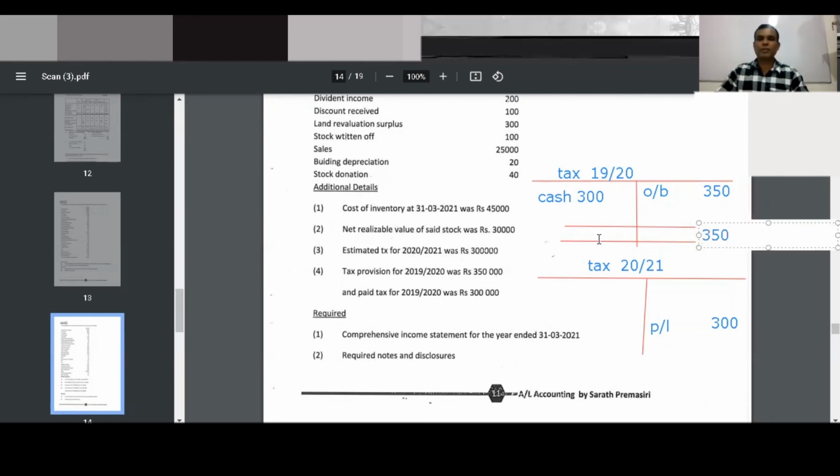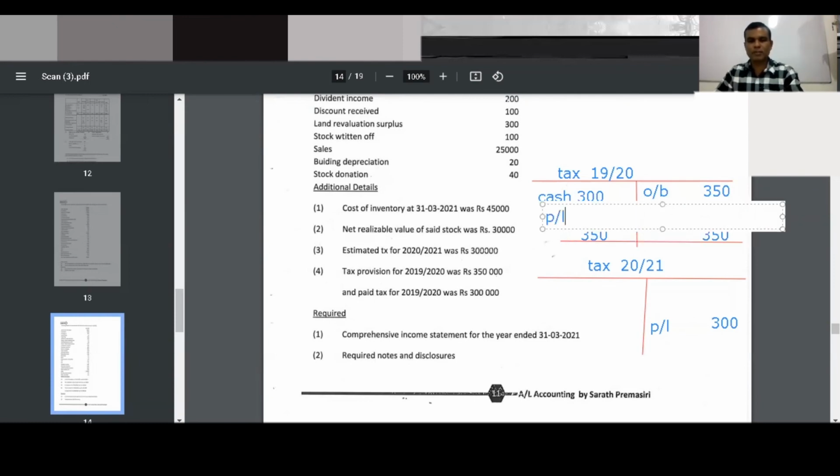Here 350. Here also 350. Here also 350. And then here you can see there is a difference that can be treated as PA. How much? 50. Now this is how you have to close that account. Definitely, the previous tax account should be closed.